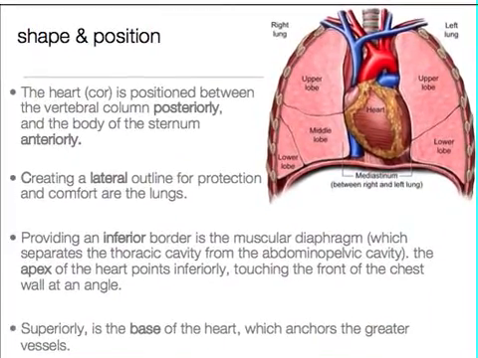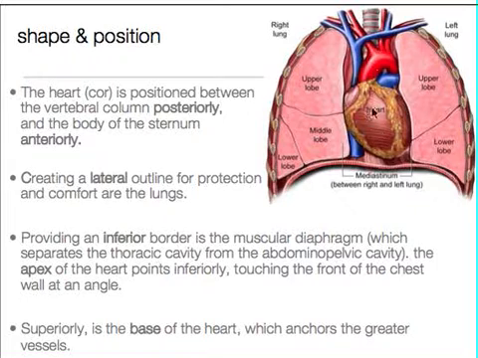The heart is also known as the core, COR. So whenever you see core, you know it's heart stuff. It is positioned between the vertebral column in the back and the breastbone, the sternum, in the front. On the outside, laterally, it's outlined by the lungs, and so it sits there in between the lungs, nicely cushioned.